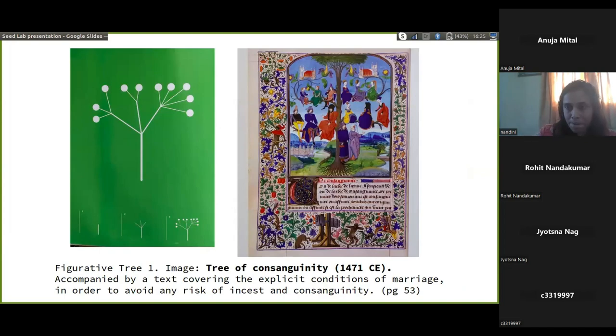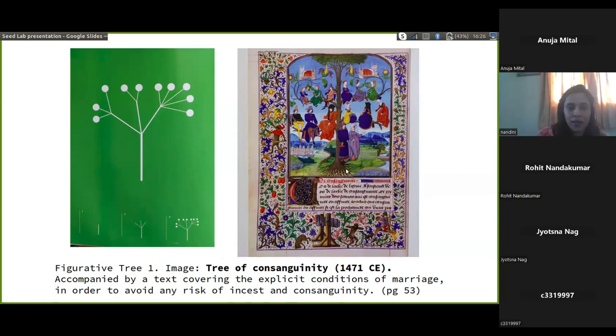So in the first tree, which is the figurative tree, this is a tree that we're all actually very used to seeing. And this is a tree where if you actually had to think about it, you always think, okay, what is the central focus? And that central focus is feeding the rest of the other branches. But the central focus is what is most important. And in this tree, like for instance, the tree of consanguinity, the way it is depicted and the way it's been used over time, it is used to depict very rigid sort of rules that were necessary, or one could argue were necessary for certain parts of societal functioning. And this was a tree that covered the explicit conditions of marriage.